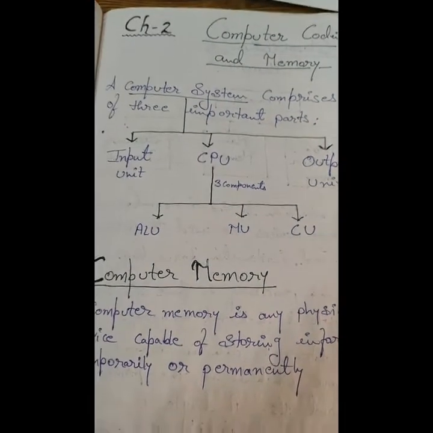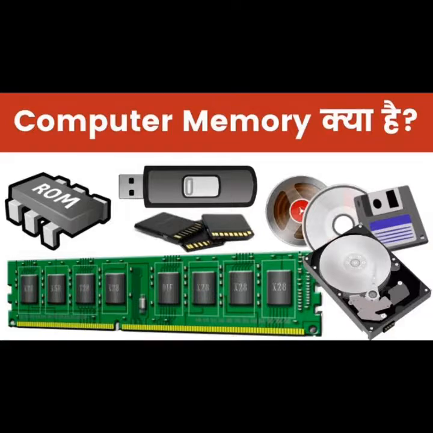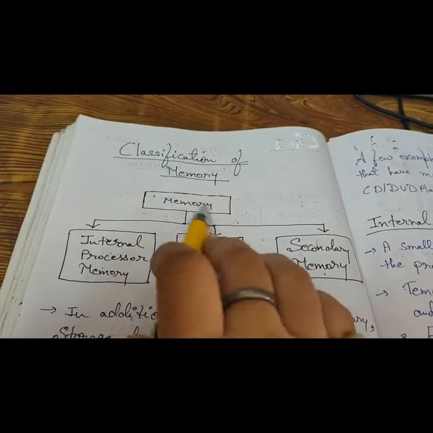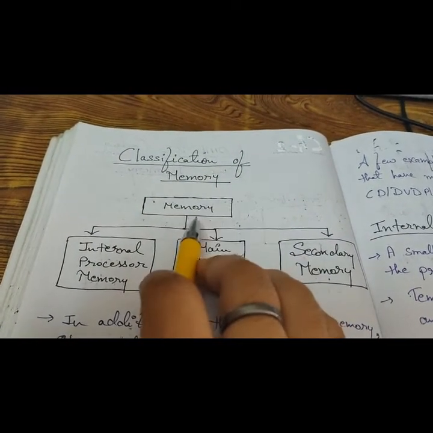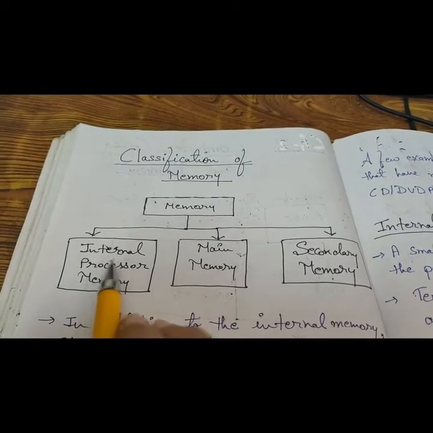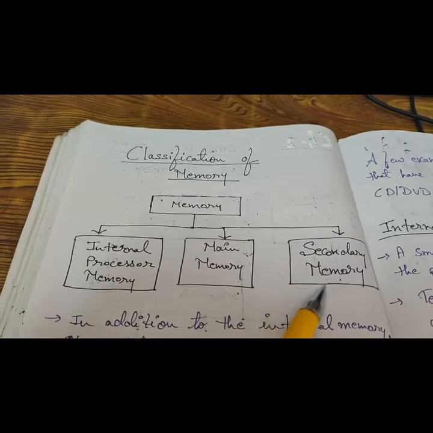So let's start with computer memory. What is computer memory? It is a physical device capable of storing information temporarily or permanently. Let's learn about the classification of memory. As you know, memory has three types. First is internal processor memory, second is main memory, and third is secondary memory.